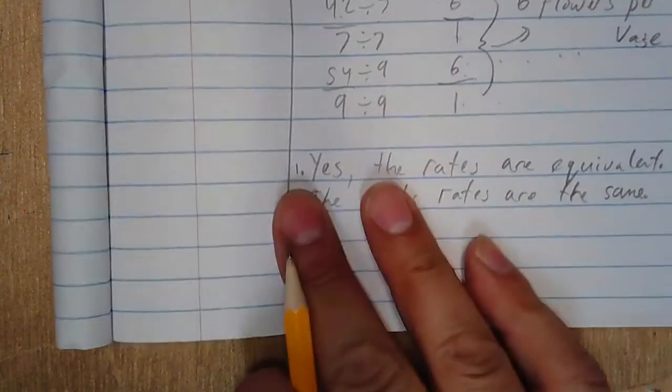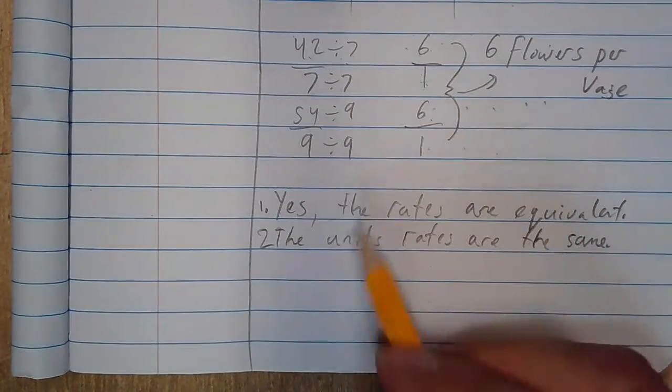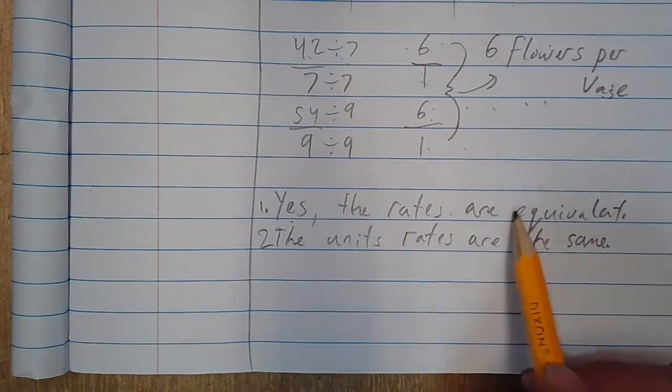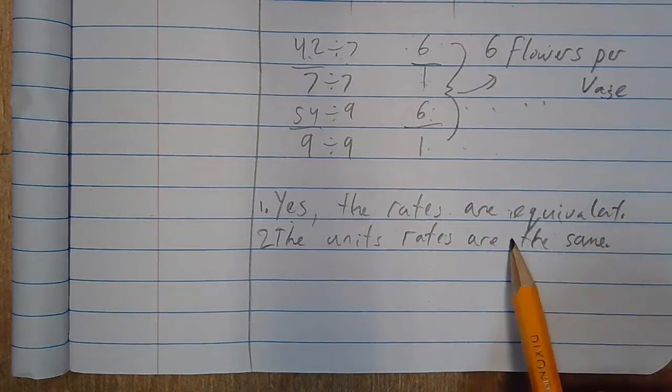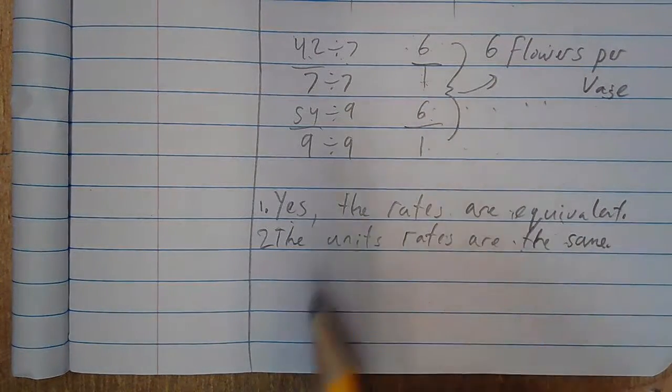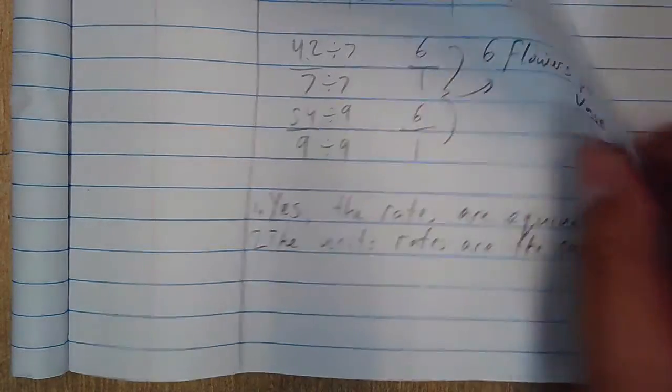I don't know if you actually caught that. There's a pattern here. No, the rates are not equivalent. The unit rates are not the same. Not equivalent, not same. Right? Okay, bad English there, but you get the idea. All right, that leads us to, I believe, goal number 2.